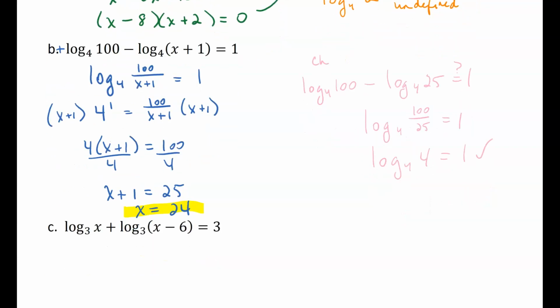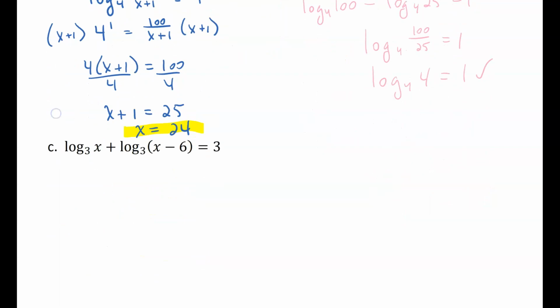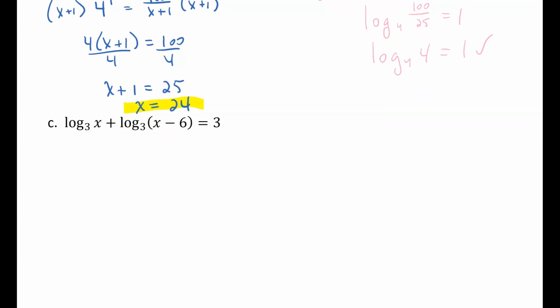All right, so one more I'm going to work with you, and then I've got one for you to try. Okay, log base 3 of x plus log base 3 of x minus 6 is equal to 3. So again, my bases are the same, so I know I can condense this side. So I get log base 3 of x times x minus 6 is equal to 3.